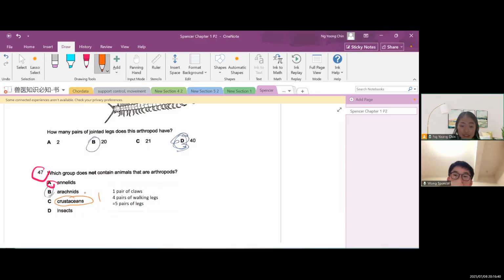So arachnids, crustaceans, and insects belong under arthropods. One more is myriapods. Myriapod is found under arthropod. And annelid is not. Annelid is not classified under arthropod. So the answer is A. An example of a myriapod is the centipede, which has very many body segments and also many pairs of legs.